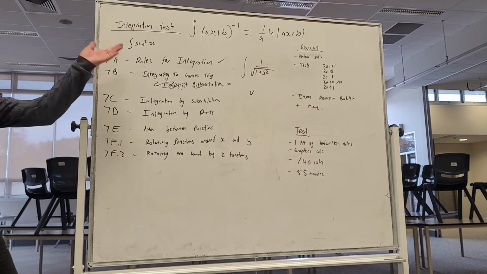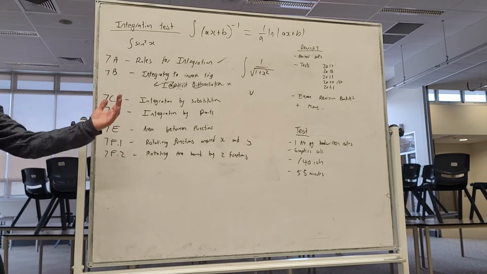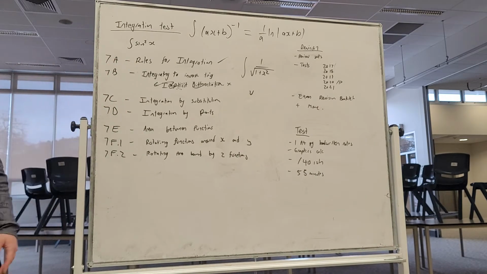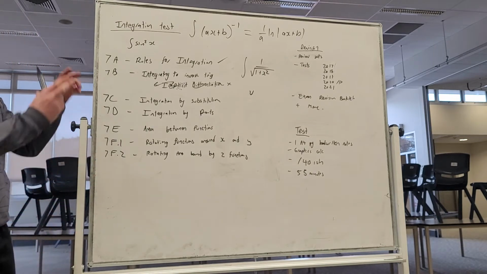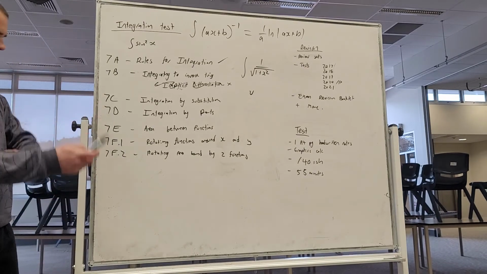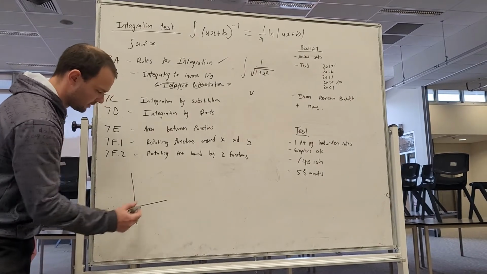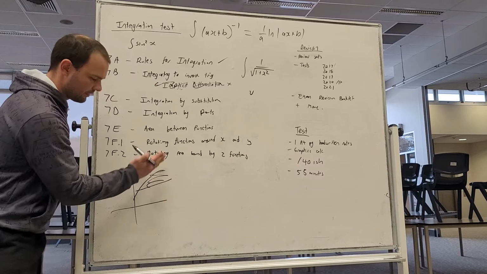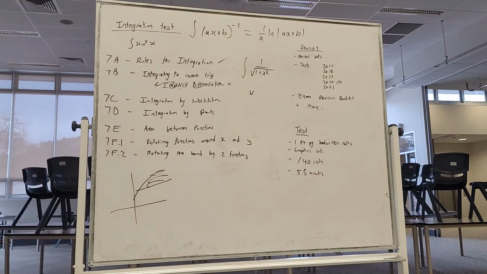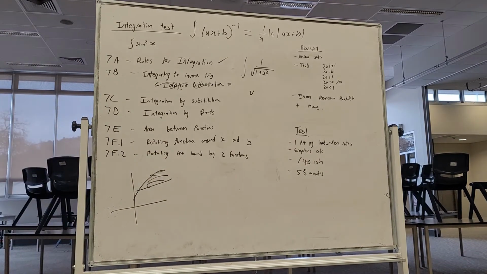In 7F, we're just rotating functions around the x and y axes and finding out how much volume it generates. And then in 7F2, we're rotating an area bound by two functions. So for example, here's a function and here's a function, and we rotate that area made up of those two functions around the x-axis or y-axis. So that's a summary of the unit.